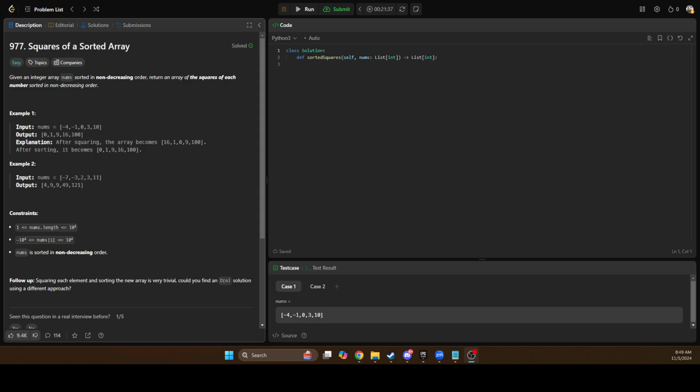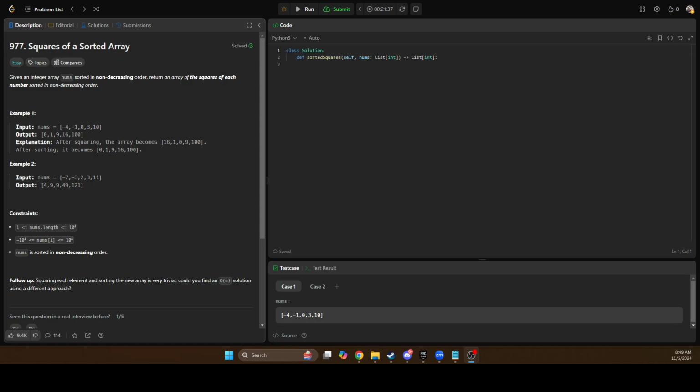So okay, in the example, -4, -1, 0, 3, 10, which are sorted, the output is going to be each number squared, but also sorted. After squaring, the array becomes 16, 1, 0, 9, 100, and after sorting, it becomes 0, 1, 9, 16, 100. So the end array is intended to be sorted as well. The nums length can be anywhere from 1 to 10 to the fourth. Each num can be anywhere from -10 to the fourth power to 10 to the fourth power. Nums is sorted in non-decreasing order.